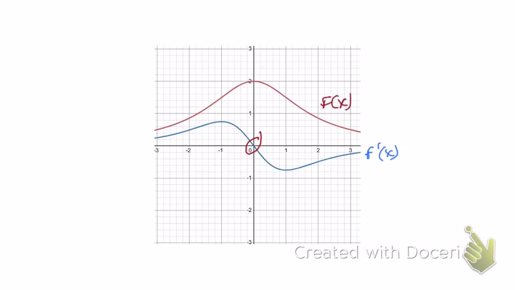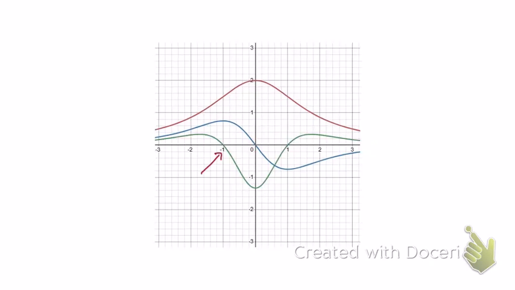This green one is f double prime. If that's the case, why is it going down past 1? It's concaving up at 0, isn't it? It switches.